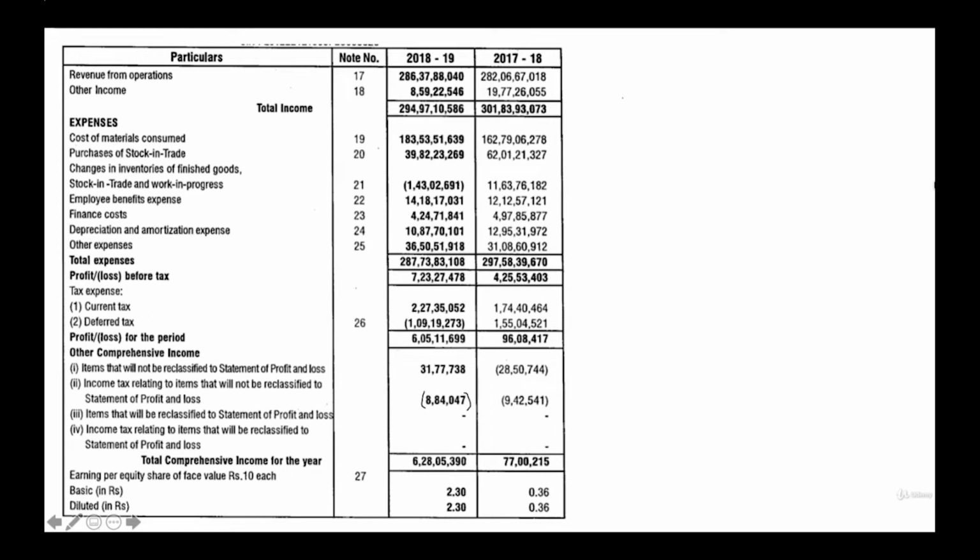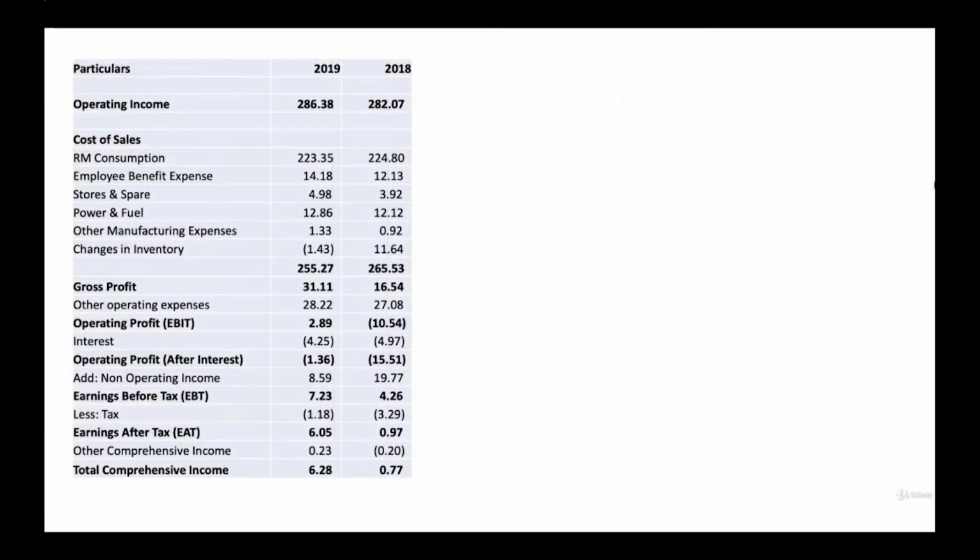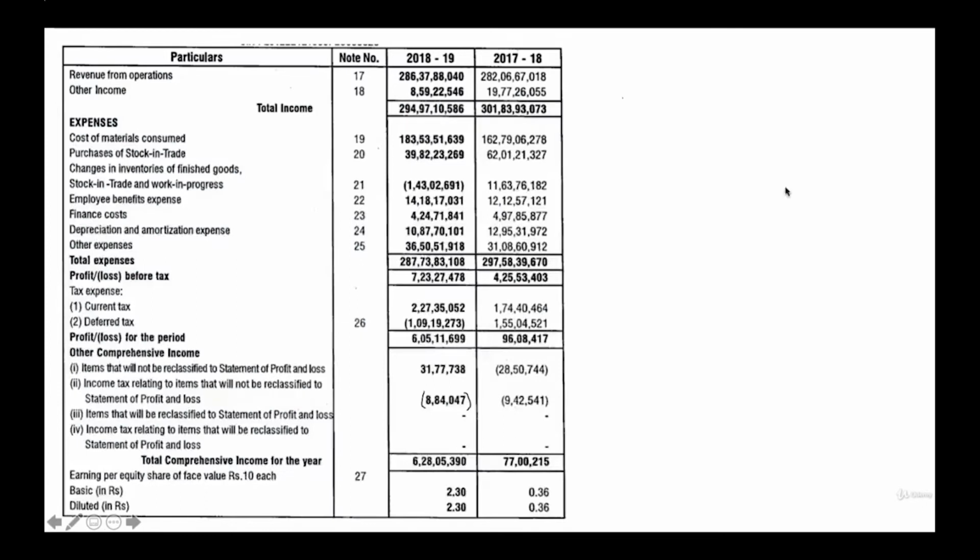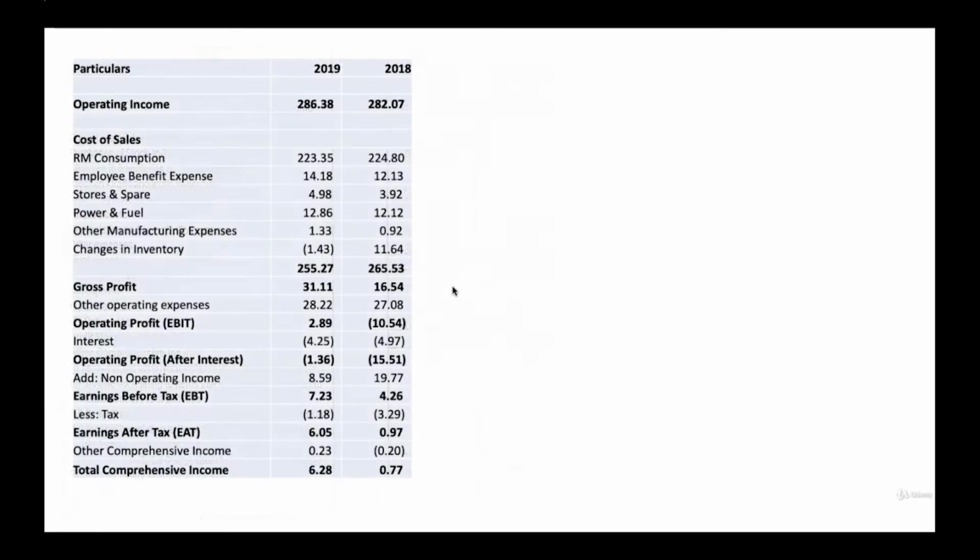So this is the income statement you are given, and we rearranged this income statement like this. If you look at this statement, what you can infer is they made a total income of 294 crore, or 295, round off 302 crore, and they made a profit of 4.25 crore in the previous year, but it is 7.23 crore in the current year. Well and good. But if you want to know the real scenario, you should look at this.